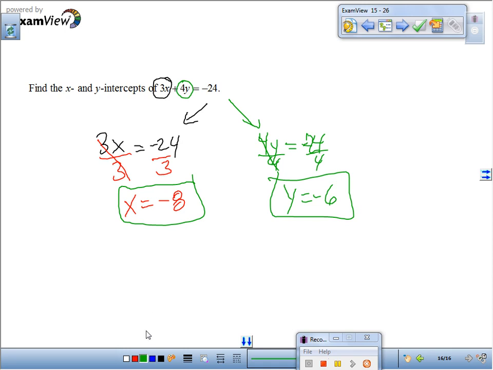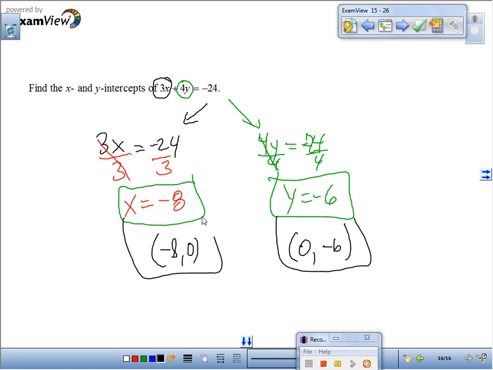So now, check this out. Hold on. From here, guys, focus. To write my coordinate for this one, what is the x value? Negative 8. Therefore, the other one is 0. For the y-intercept, what is my x value? 0, negative 6. That's the answer.